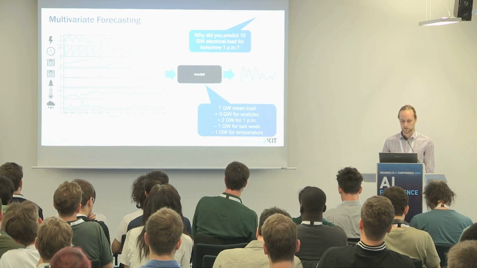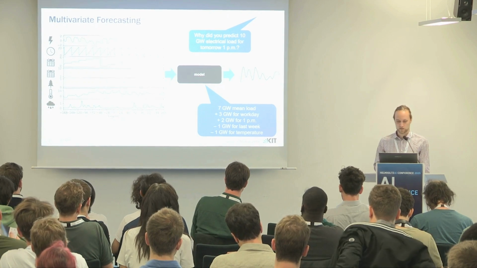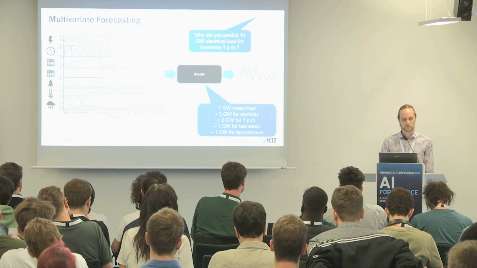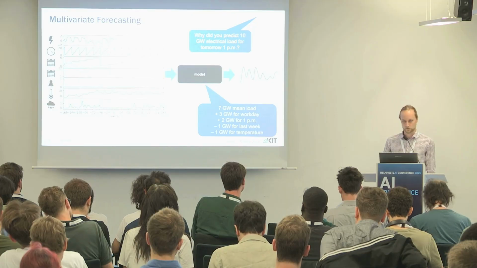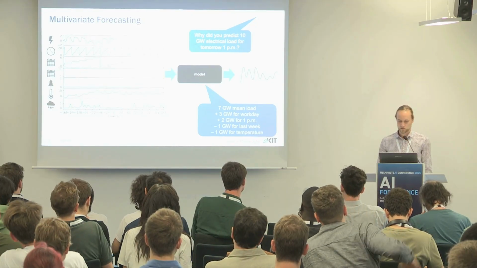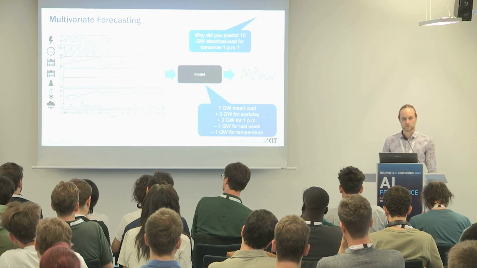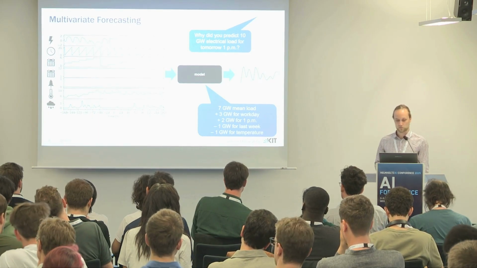and expect an answer such as 7 gigawatt is the mean electricity demand, 3 gigawatts were added because it's a work day, 2 gigawatts because it's 1 p.m. and usually the load is high around noon. Last week the load was lower, therefore it's a bit lower, and also it's a mild temperature, so therefore it's a bit lower.